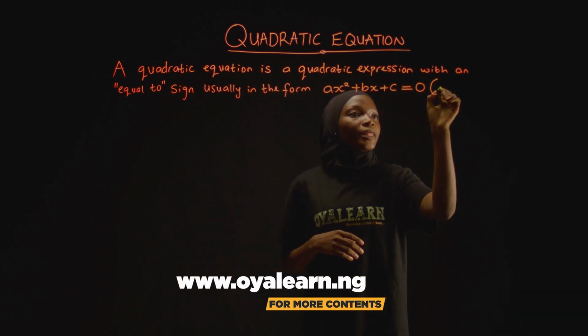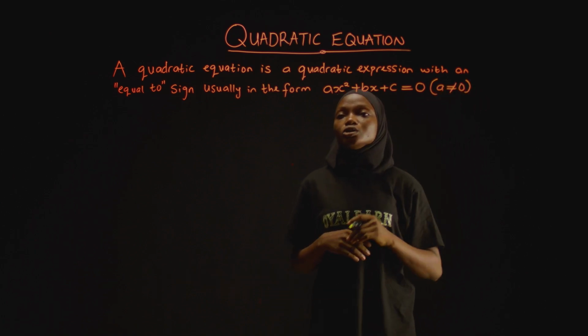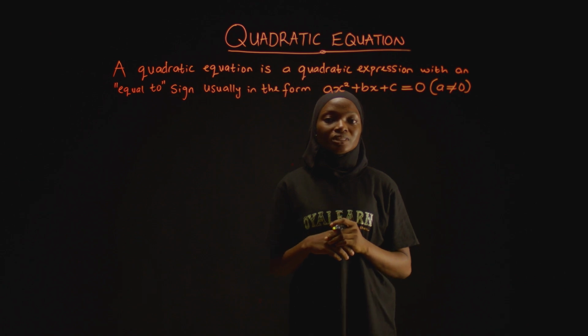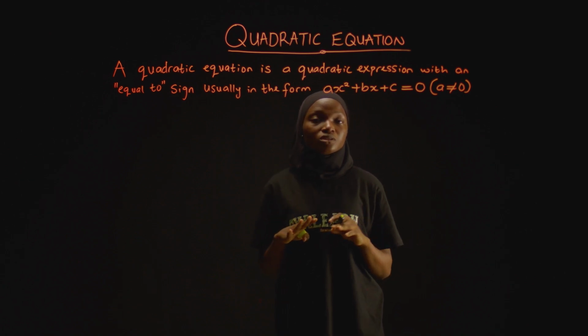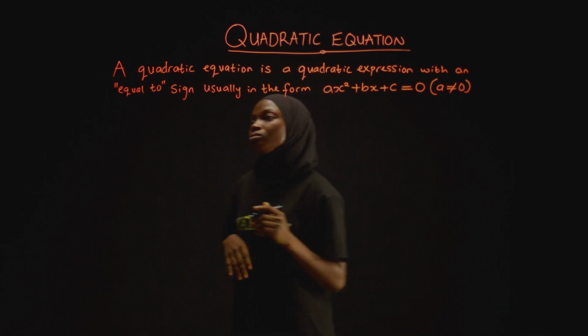Now here, where a is not equal to 0, because once this place is equal to 0, it no longer makes it a quadratic equation, it becomes a simple equation. Now let's look at some examples.